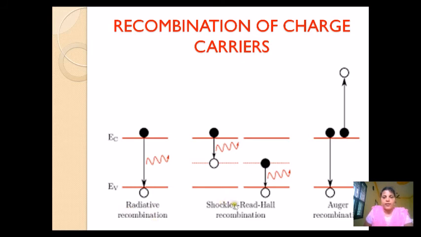Then the second one is Shockley Read Hall recombination. There is an intermediate state in between the bottom of the conduction band and the top of the valence band. In this state, what happens? The electron makes a transition to the lower state, but it cannot come to this state directly. It stays in the intermediate state. It liberates energy in the form of heat waves, and after liberating this energy, it comes to the lower state.